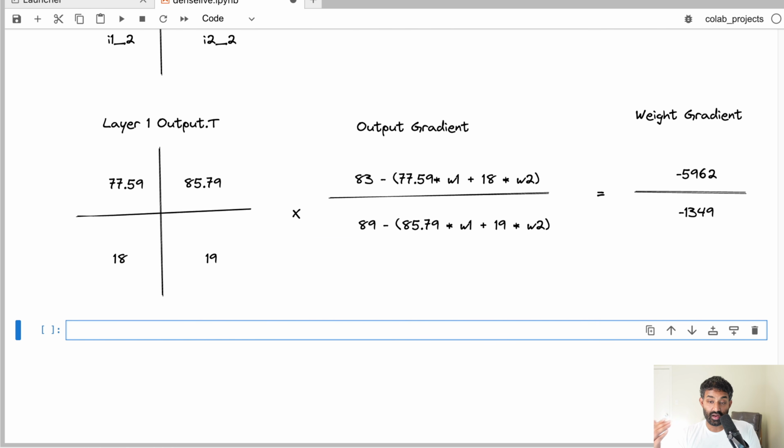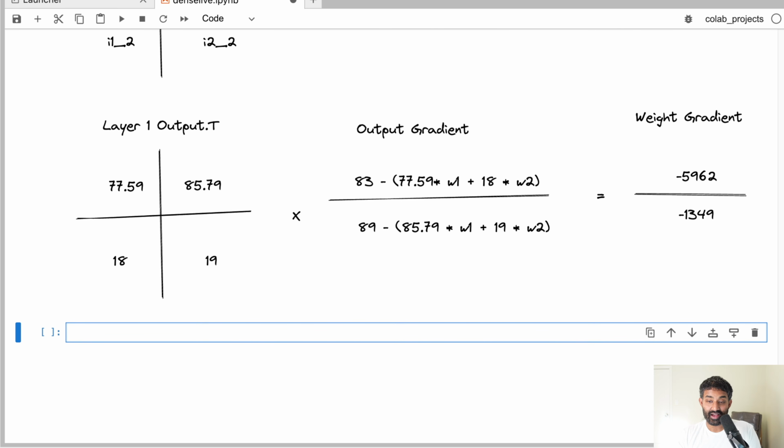If we plug in the numbers from the first 2 rows in our layer 1 output and our first 2 rows in our output gradient, this is how that multiplication looks. All right, this is probably the most complicated part of training neural networks, backpropagation. So if you're not quite getting it, don't worry about it. I've linked to a document in the description where you can actually read through this description again at your own pace and figure it out.